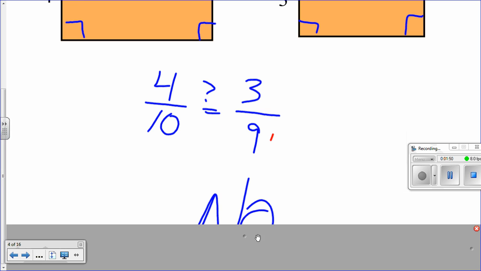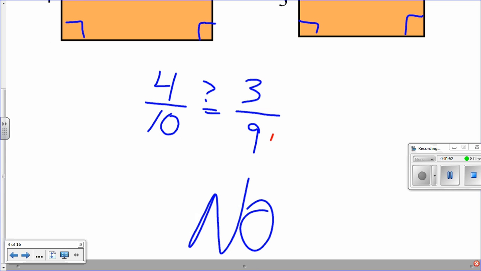When you do this work, you will find out that they are not in proportion. The fractions that are represented here, or ratios I should say, are not equivalent. If you cross multiply, 10 times 3 is 30, and 4 times 9 is 36. They are not equal, so they are not in proportion and not similar.